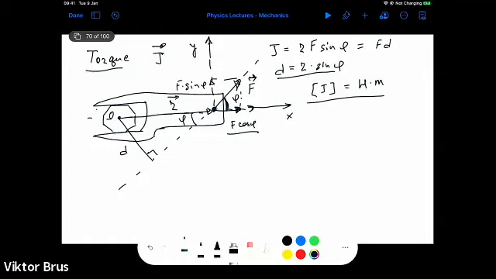So once we define this, I think it will also be reasonable to mention before we proceed further, if we have some rigid body and let's say this is our axis of rotation, O, and there are two forces, F1 and F2.